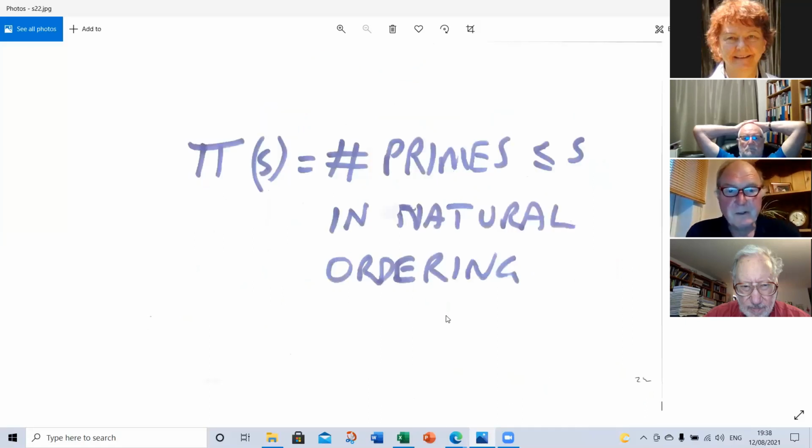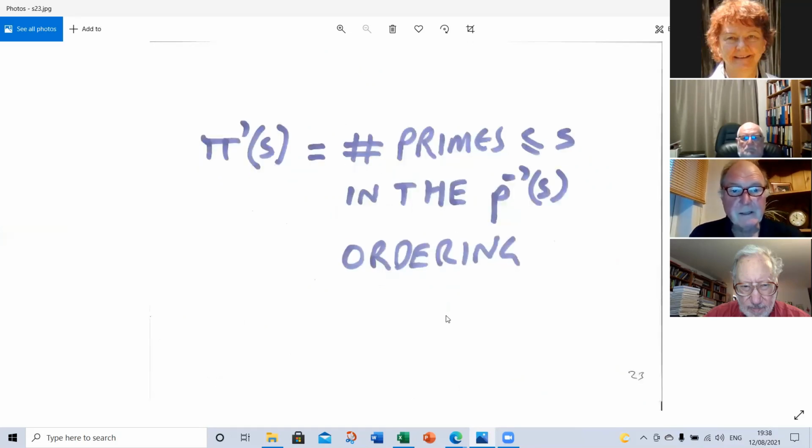In the traditional work, pi of S is the number of primes less than S, where the numbers are expressed in their natural ordering. I write pi prime of S, which is the number of primes less than S in the P not prime S ordering. So we can sort the entire number line from zero to infinity into a different order, and the order that we sort the natural numbers into is the order in which they may or may not be prime based upon the periodicity observed in the binary derivatives.